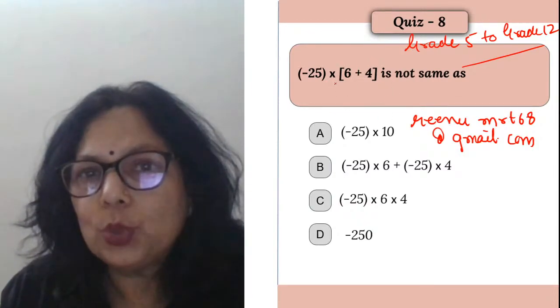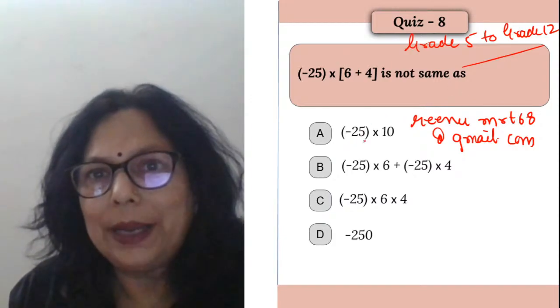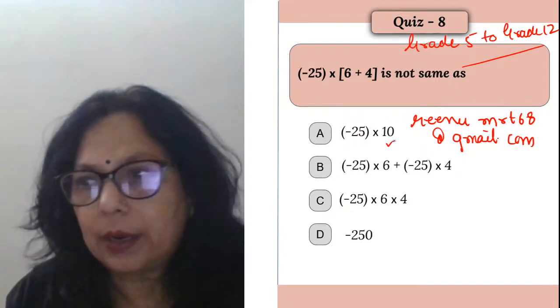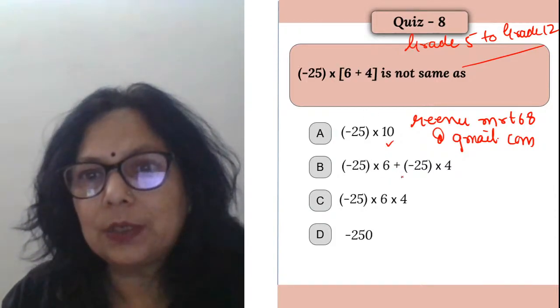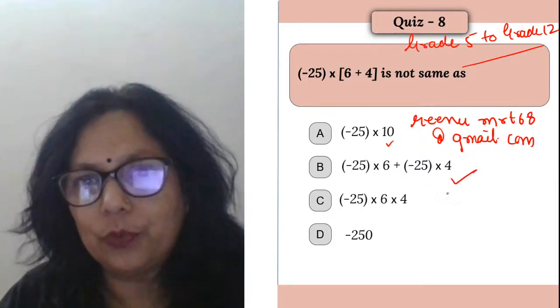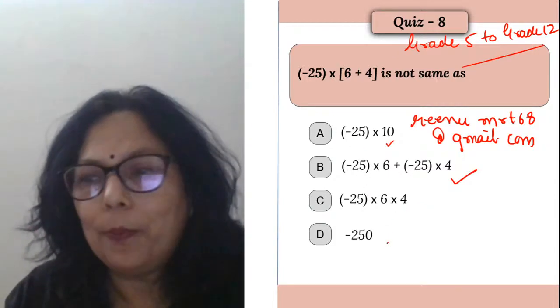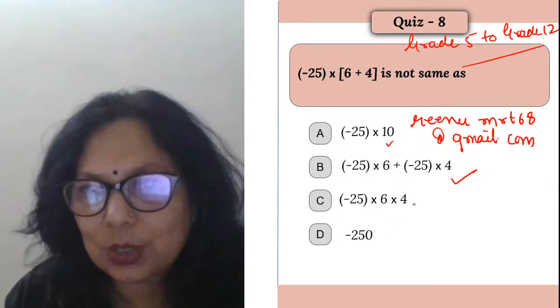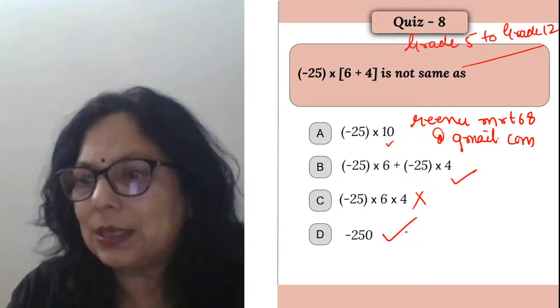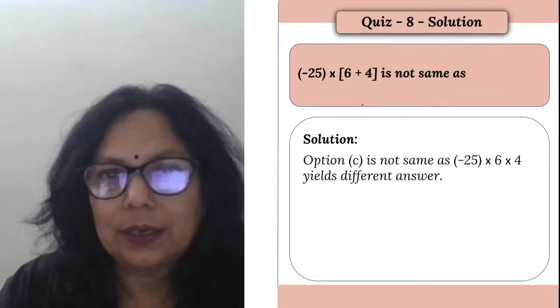Okay, minus 25 into 6 plus 4 is not the same as minus 25 into 10, correct. Minus 25 into 6 plus minus 25 into 4, minus 25 into 6 into 4, or minus 250. Which option? Very good. This is wrong and this is correct. Option C. Wonderful. Amazing. This is correct.